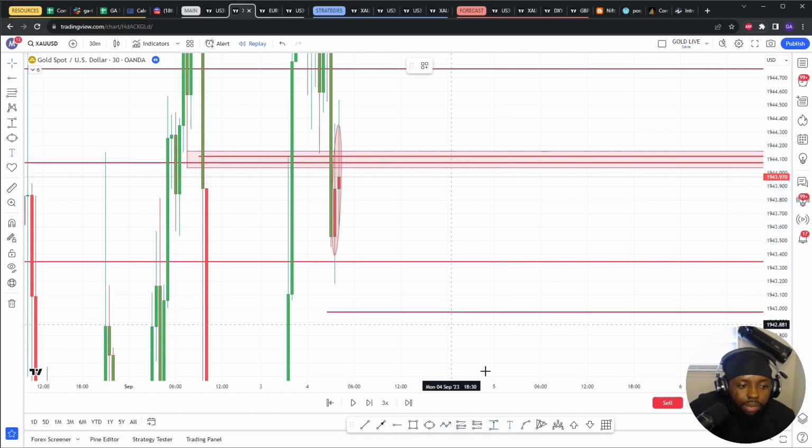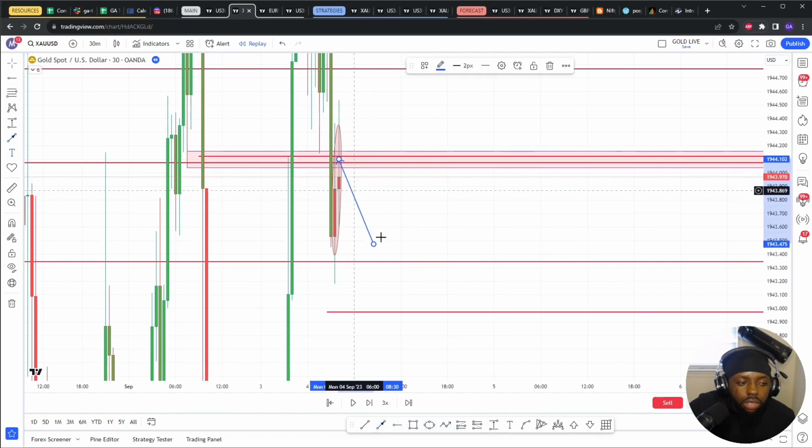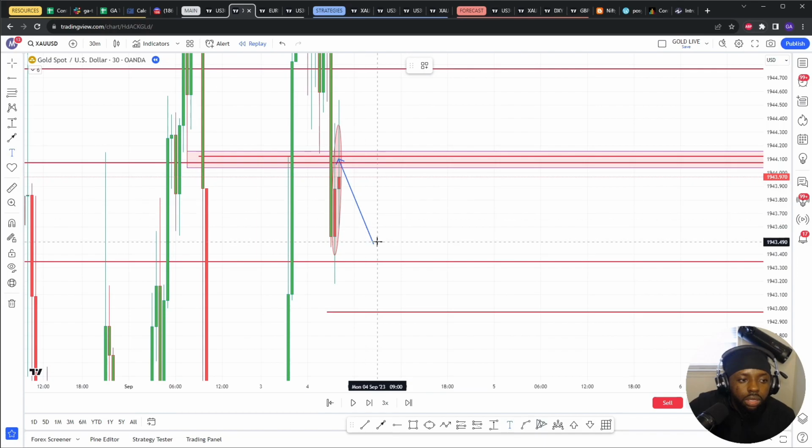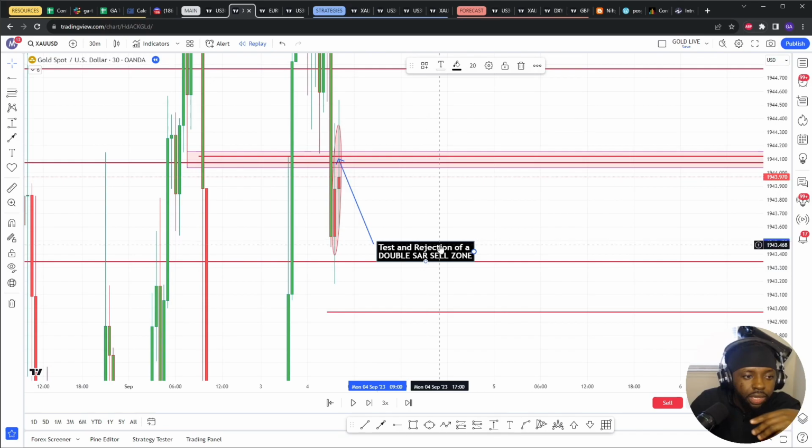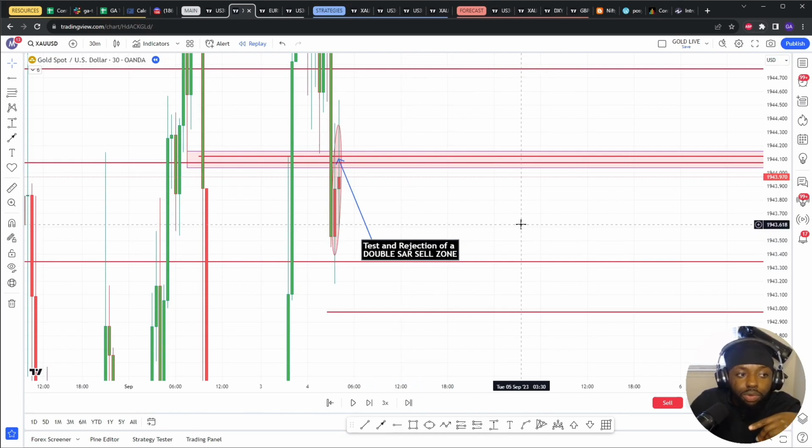So I'll go ahead and mark this up for you guys. This is test and rejection of a double SAR sell zone. Now, I would put in the direction of daily bias, but since this is just an example I'm showing you guys, by this time my daily bias was not bearish yet, so I'm not going to put that. So that's test and rejection of a double sell SAR zone.